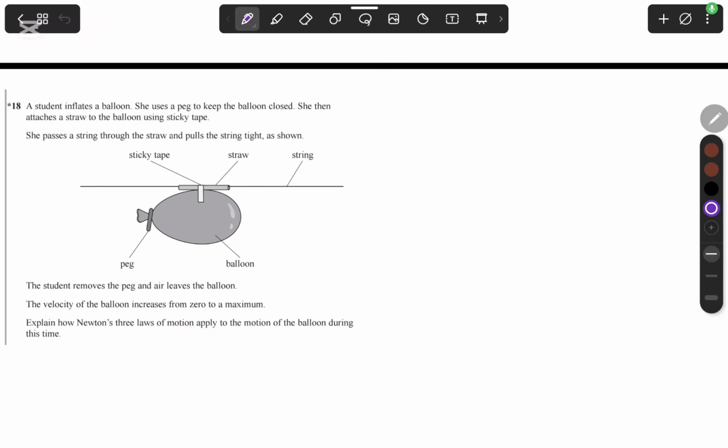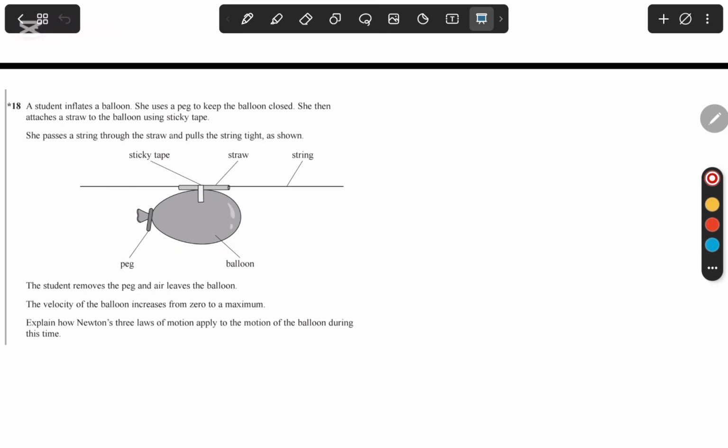Okay, so it says a student inflates a balloon. She uses a peg to keep the balloon closed. She then attaches a straw to the balloon using sticky tape. She passes a string through the straw and then pulls the string tight, as shown. The student removes the peg and the air leaves the balloon. The velocity of the balloon increases from 0 to a maximum. Explain how Newton's three laws of motion apply to the motion of the balloon during this time.